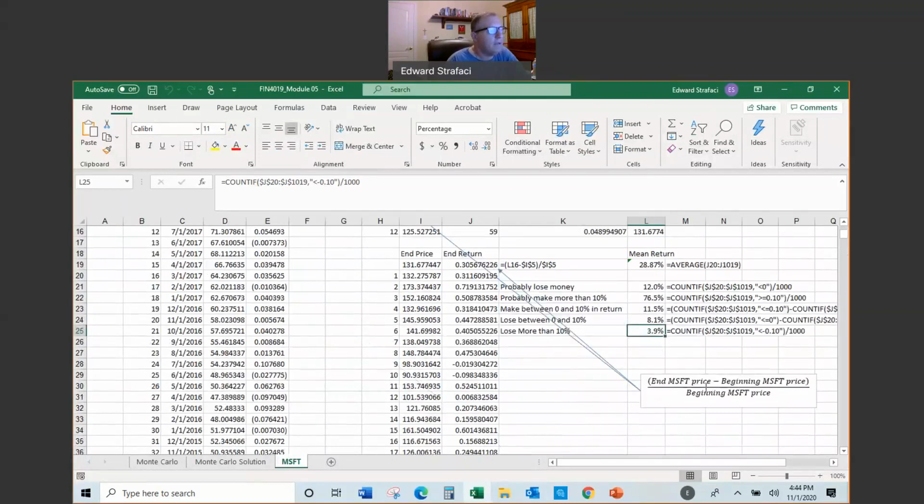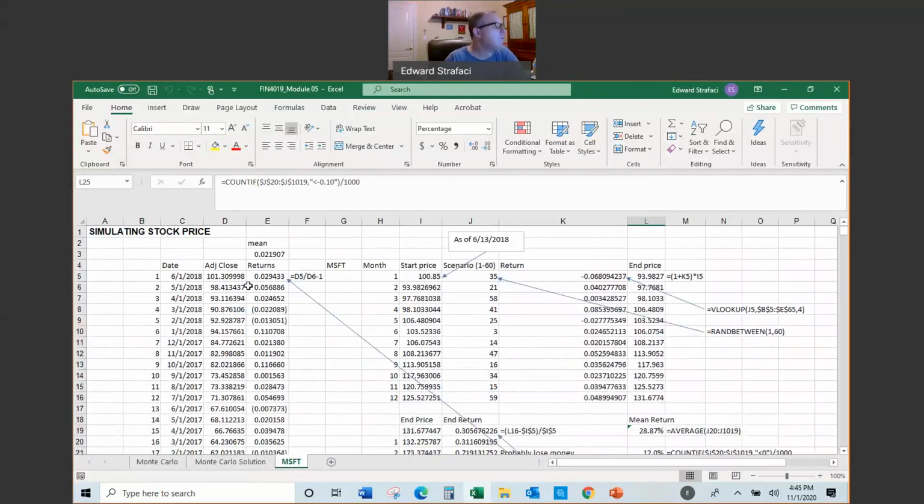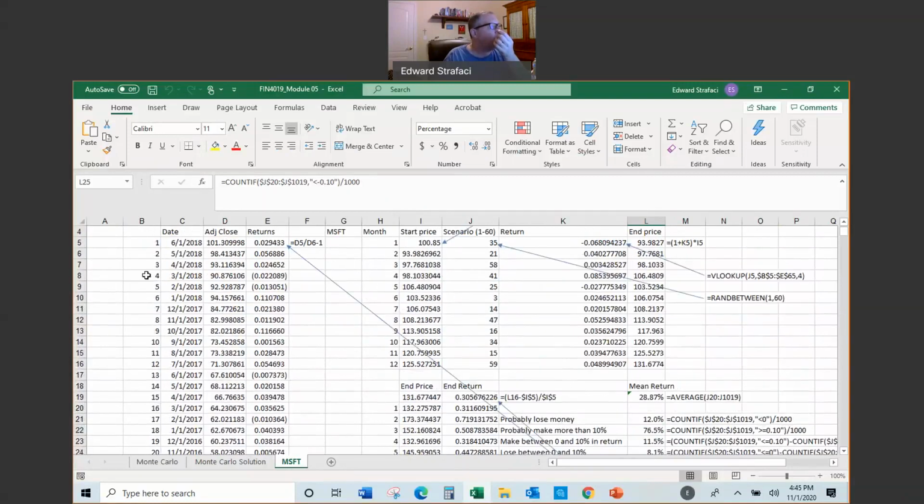Okay, and that's how you get it. You get the end month Microsoft price minus the beginning Microsoft price divided by the beginning Microsoft price. You can use log normal calculations, but in this case, I'm just looking for the monthly return. That's all I need, and that's what it gives me. And then I look at my start price, and from these historical prices, this VLOOKUP is going to find random numbers and give me random scenarios, picking from these 60.